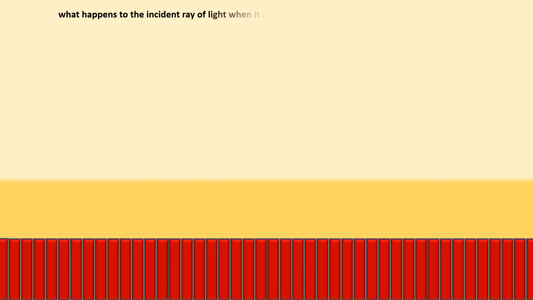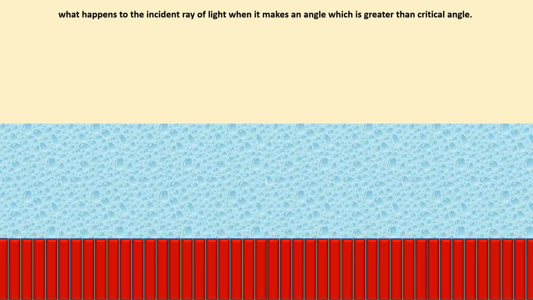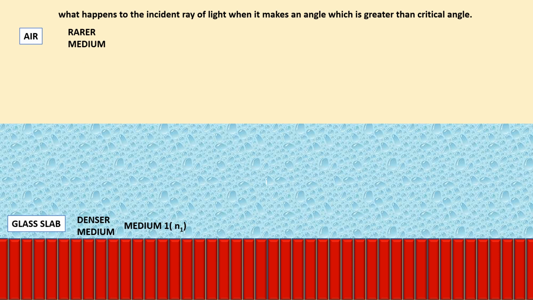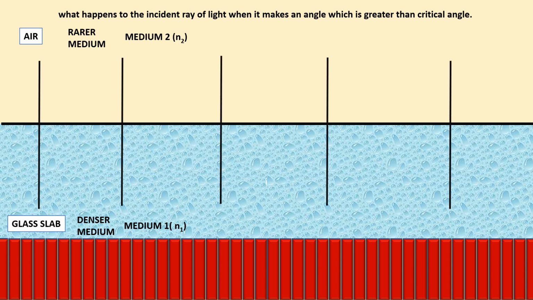What happens to the incident ray of light when it makes an angle which is greater than critical angle? For this, let us consider one denser medium, that is glass slab. Let this be medium 1, and air, rarer medium, let this be medium 2. Draw the boundary line and let these be the normals.